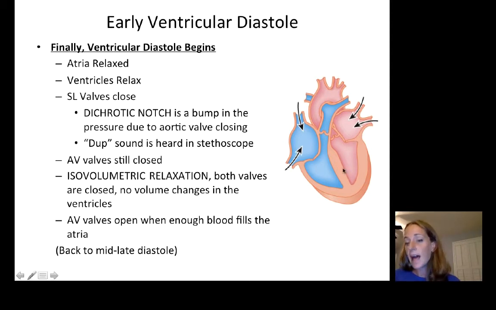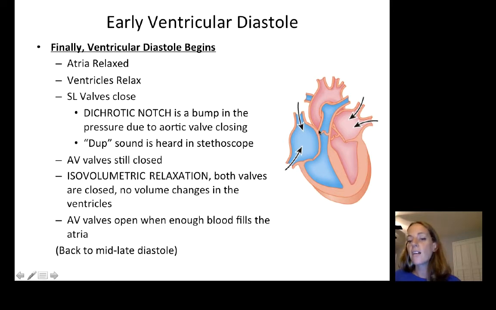Everything is relaxed. Ventricles are relaxed, atria are relaxed. The atria are filling with blood, but you haven't got enough pressure yet to open the AV valves. When both valves are closed, this is called an isovolumetric relaxation. So you're relaxing, but there's no change in the ventricles. Again, we're focusing on the ventricles here. So isovolumetric, or same volume, refers to the same volume within the ventricles.